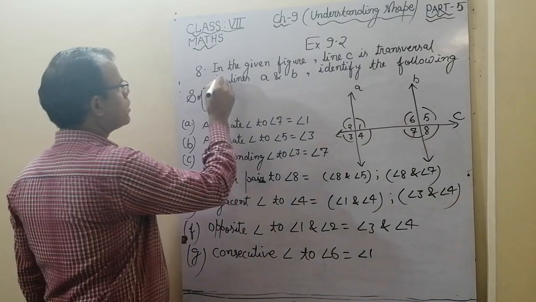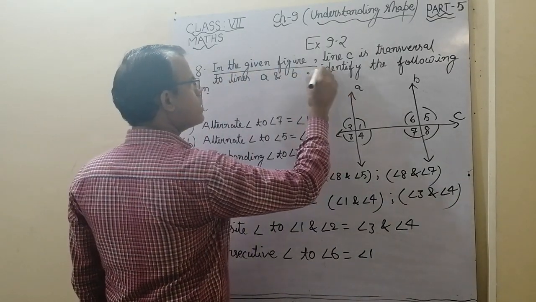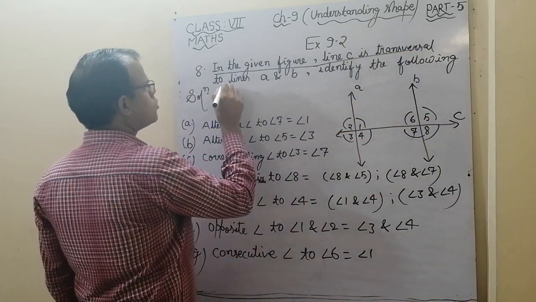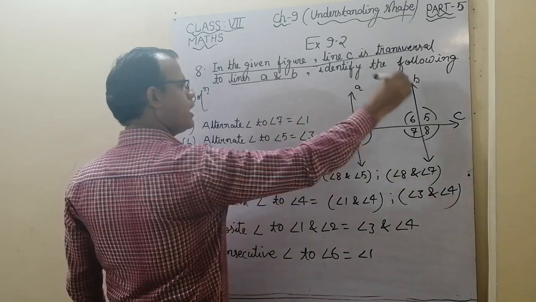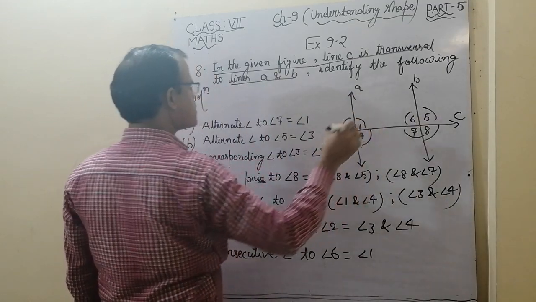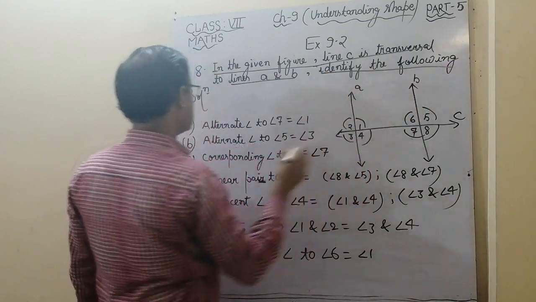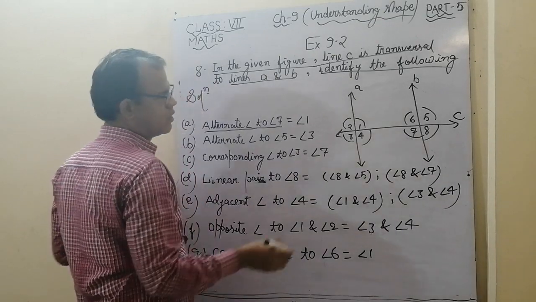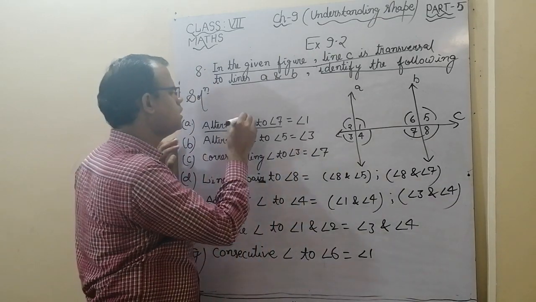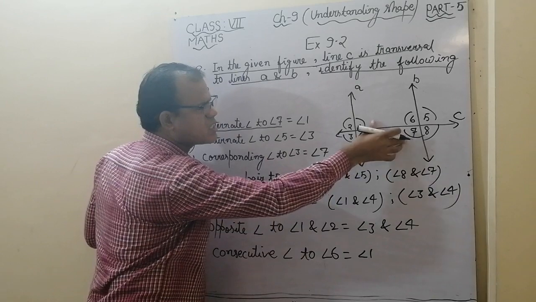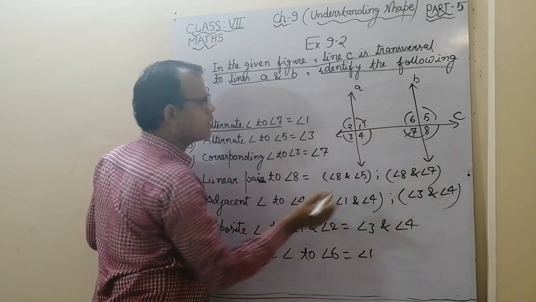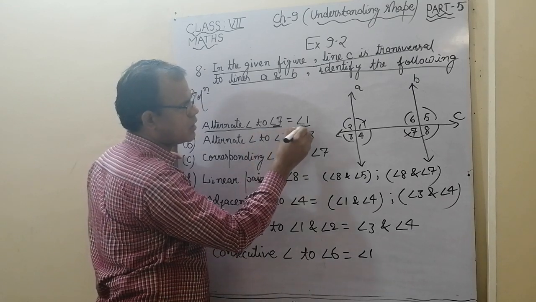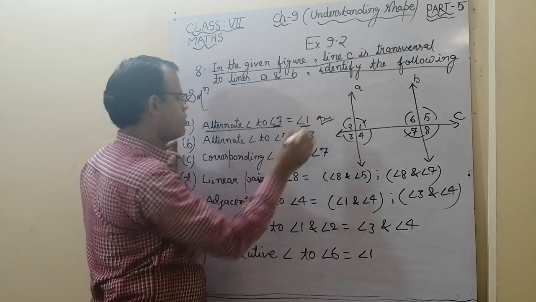Yes student, question 8. In the given figure, line C is transversal to lines A and B. A line and B line, and C is the transversal line. Identify the following. First, alternate angle of angle 7. So this is alternate interior angles. Interior means inside. So angle 1 equals angle 7, as you know. So the alternate interior angle of angle 7 is angle 1. This is the first answer.